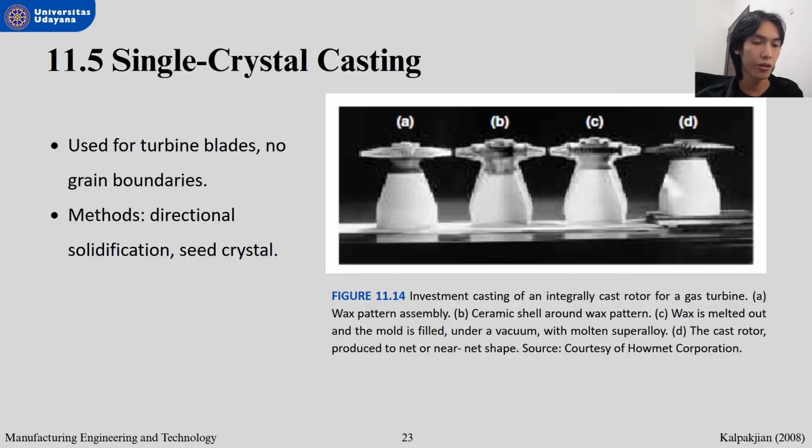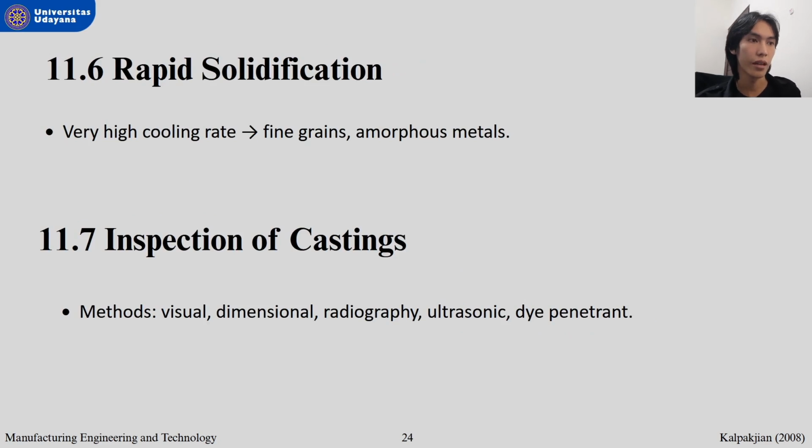Okay, figure 11.15, you can see before this picture. This technique is used to produce turbine blades without grain boundaries, using directional solidification and the use of a seed crystal or single crystal growth. Okay, next is rapid solidification. Rapid solidification achieves extremely fast cooling rates, resulting in fine microstructure and improved properties.